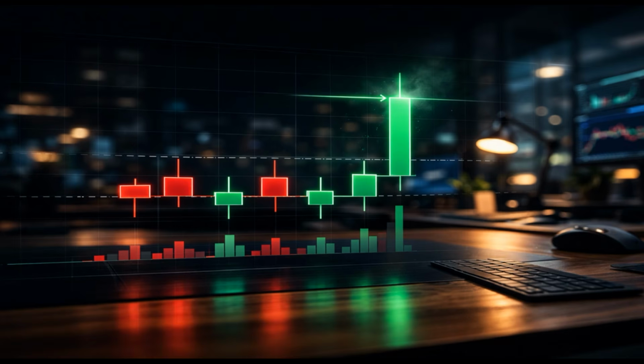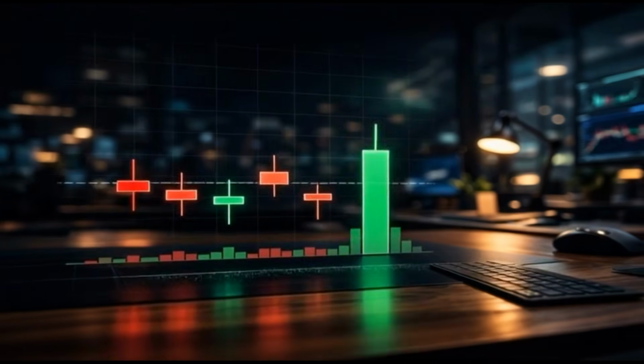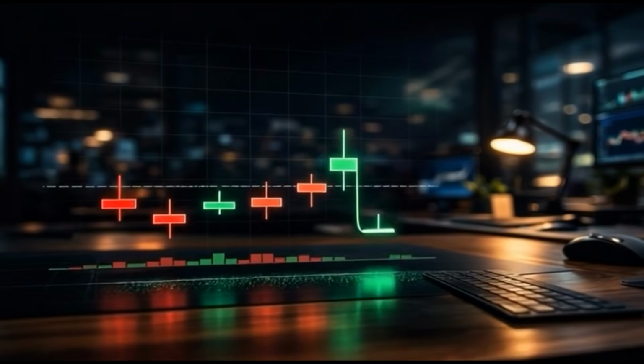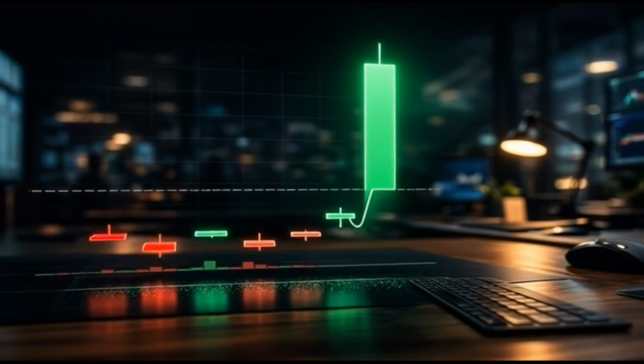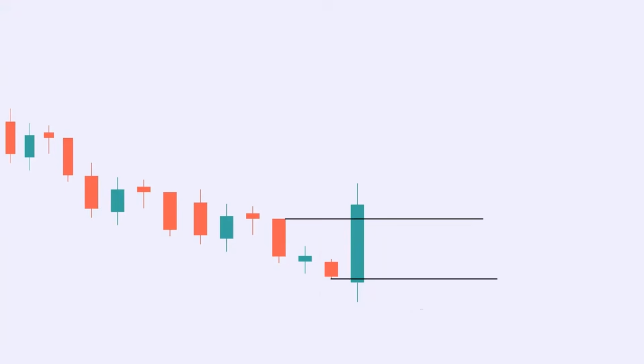3 relatively small, calm candles with no significant momentum. Then a 4th candle forms that stands out immediately. Its range expands sharply, and its high breaks above the highs of the previous 3 bars, signaling a clear shift in pressure. Its low drops beneath the prior 3 lows, fully engulfing their range. But the key detail is where it closes.